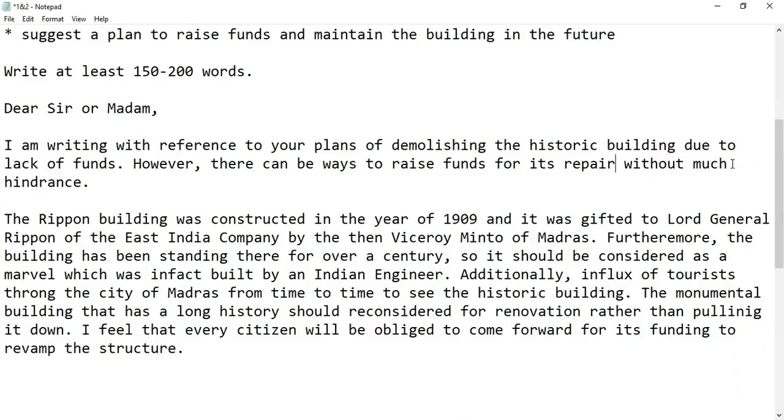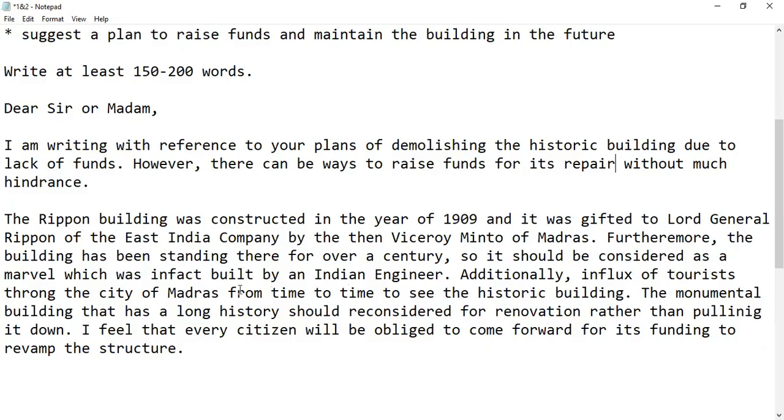Without much hindrance, because we already mentioned the building up front. The Ripon building was constructed in the year of 1909 and it was gifted to Lord General Ripon of the East India Company by the then Viceroy Minto of Madras. Furthermore, the building has been standing there for over a century, so it should be considered as a marvel, which was in fact built by an Indian engineer.